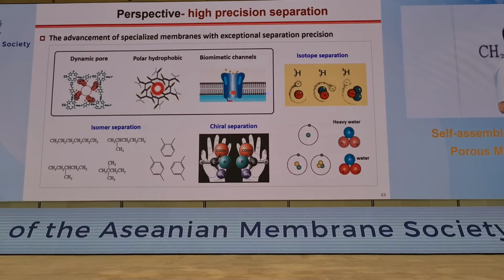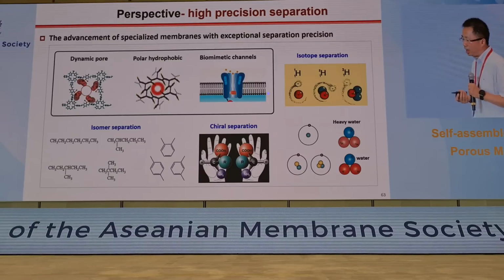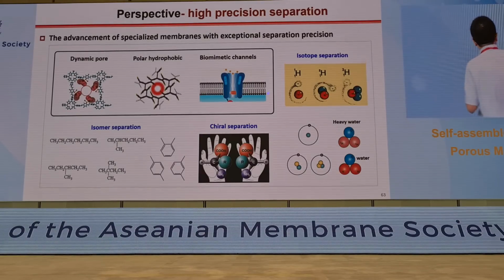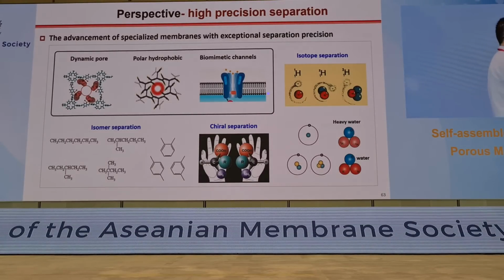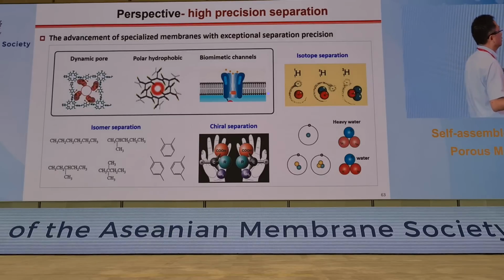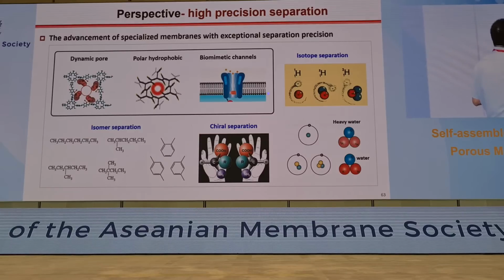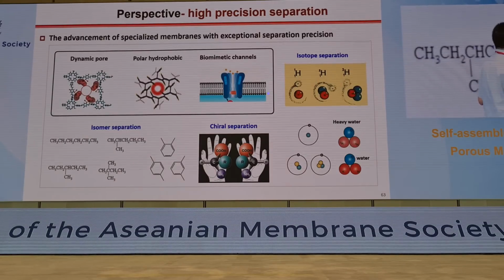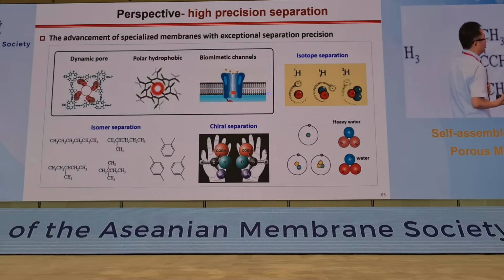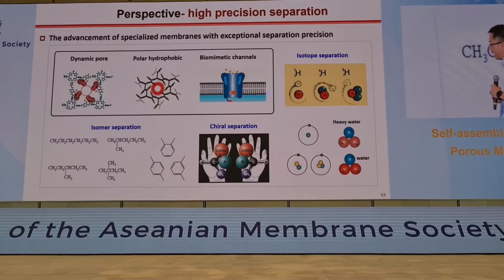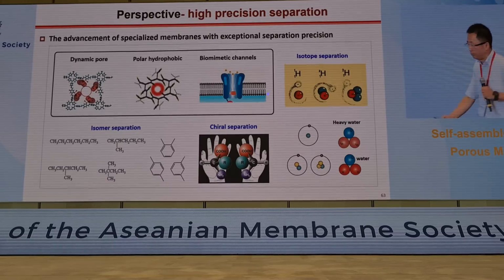Finally, armed with the developed nanofluid system, we will challenge our ultimate goals. We will try to separate molecules and ions with extremely identical structures, sizes, as well as physicochemical properties, like isomer separation, chiral separation, also isotope separation. And based on our new knowledge about, for example, the dynamic pores, the polar and hydrophobic carbons, also biomimetic channels.